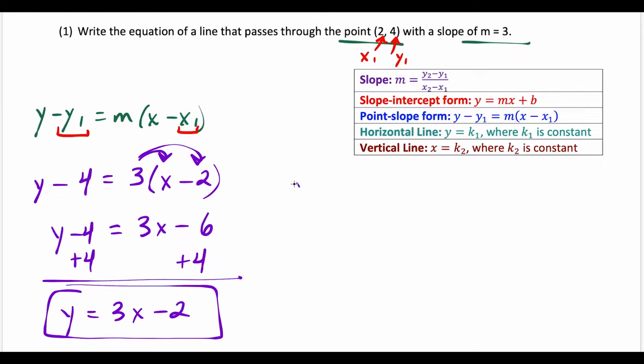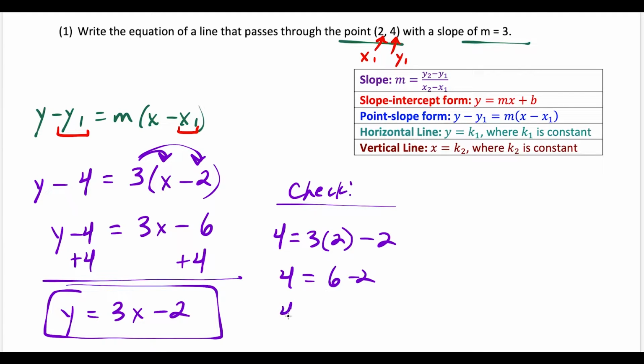Now to check your answer, you always want to do a little mental check before you move on. See how I almost made a little adding mistake there, so definitely helps to check. I would plug in the point (2, 4). So if I replace y with 4, is 4 equal to 3 times x, which is 2, minus 2? So we want to make sure this checks out, and it will. We have 4 equals 6 minus 2. 4 equals 4 is a true statement. So this checks out. This point is definitely on our line.